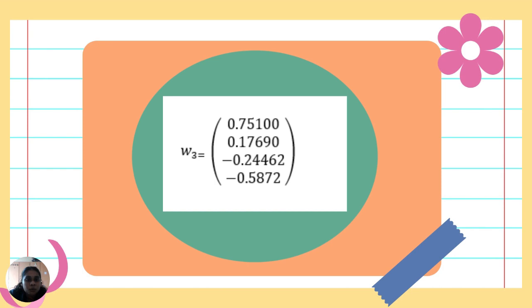And finally, for W3, we will get 0.75100, 0.17690, negative 0.24462, and 0.5872.